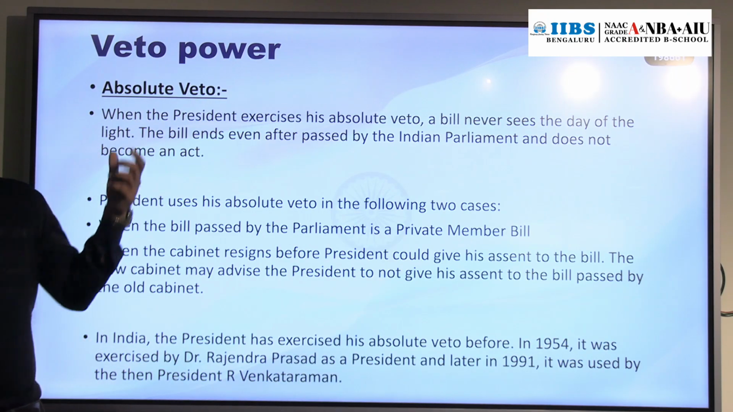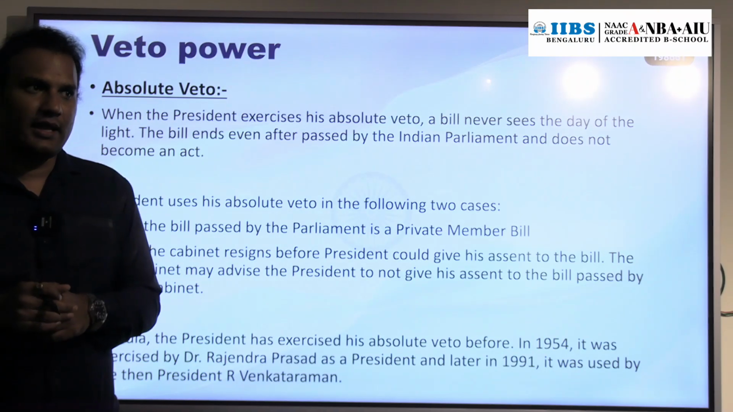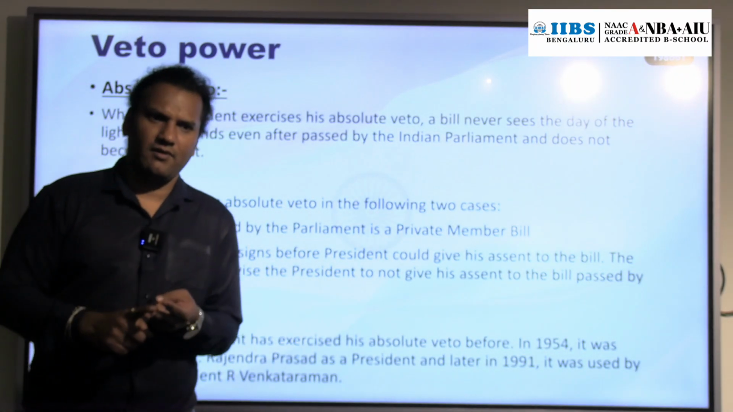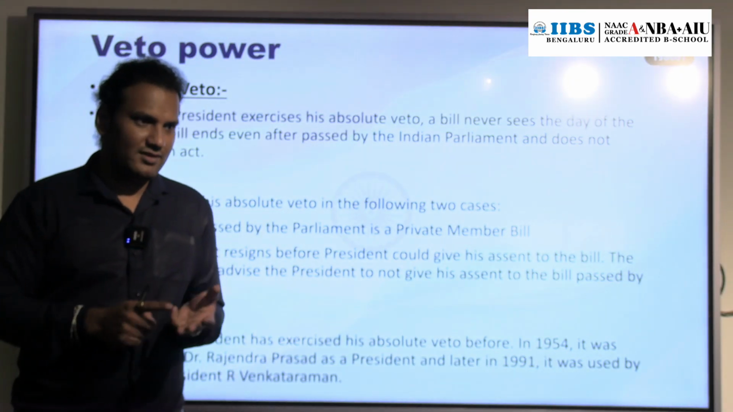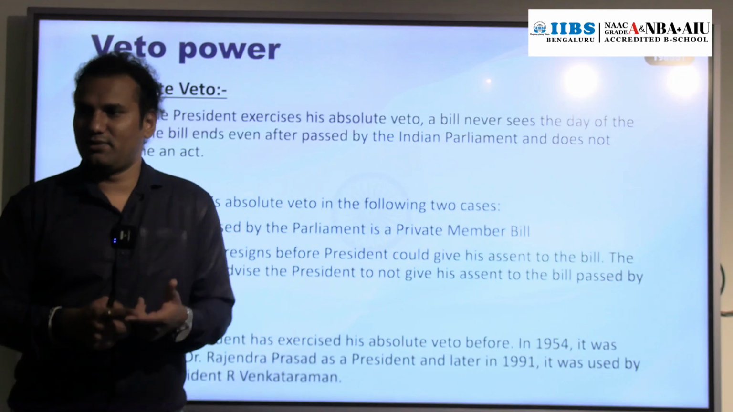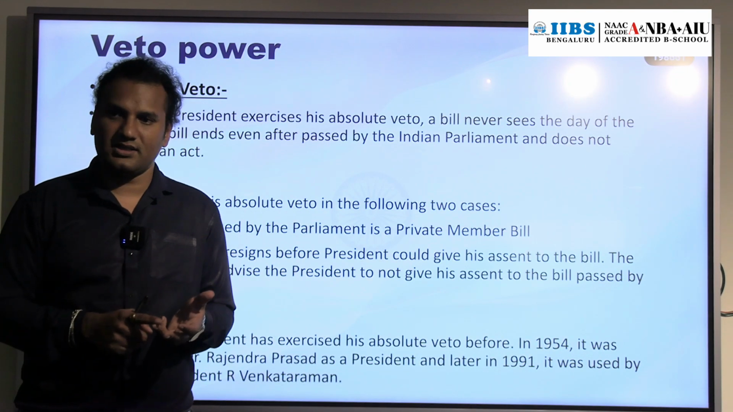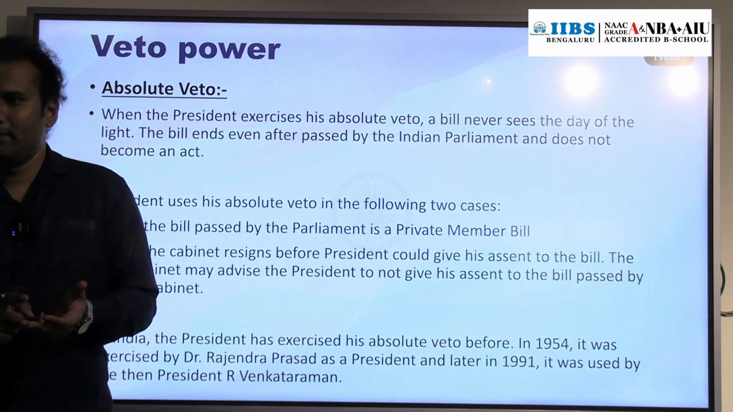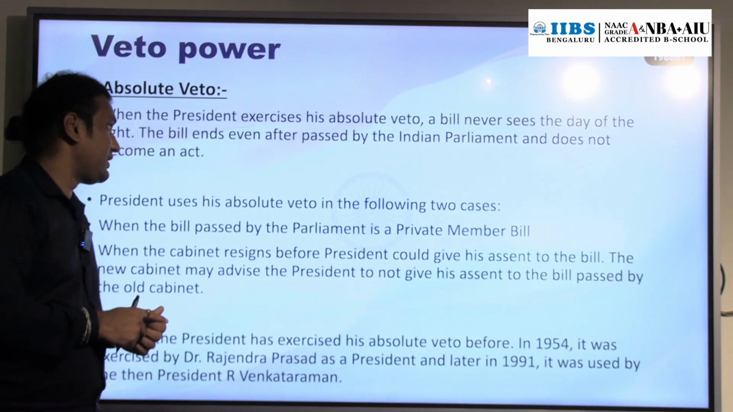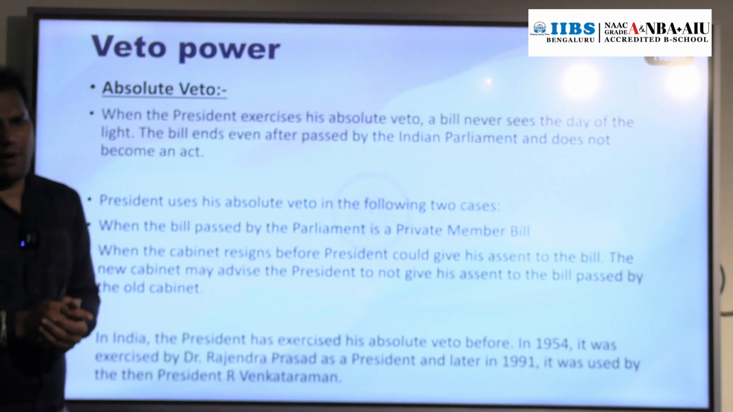So now we will discuss the veto power of the President of India. Till now we discussed legislative power, executive power, judiciary power, finance power, then military power, diplomatic power as well as pardoning power. Now we will discuss the veto power of the President of India. Under Article 111, generally there are three types of veto power.